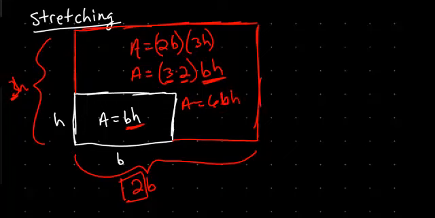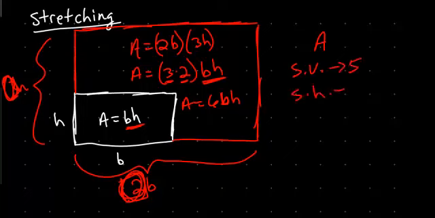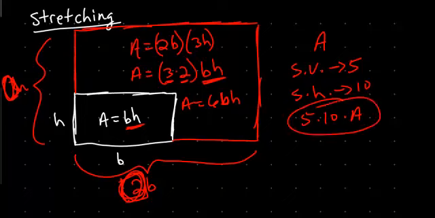But more importantly, what we're really getting at here is when we stretch something, when we're given an area and we stretch it vertically by some factor, or horizontally by some factor, and vertically by some factor, the new area, so if we have an area A and we stretch vertically by 5 and stretch horizontally by 10, the new area is going to be 5 times 10 times the original area. Okay?